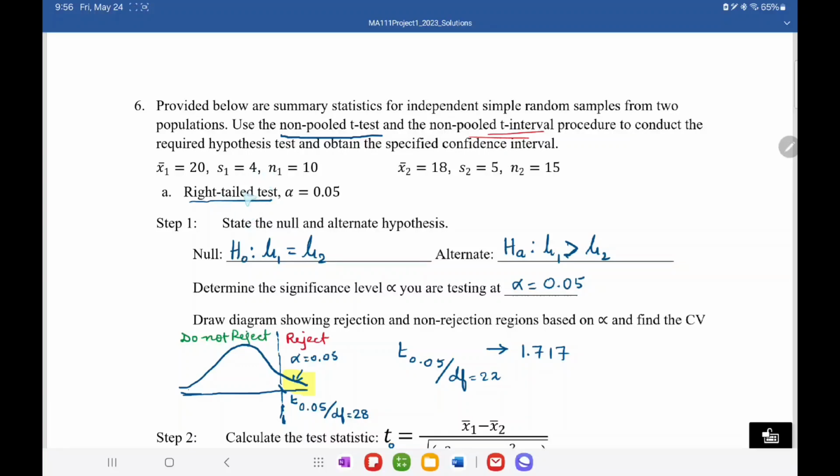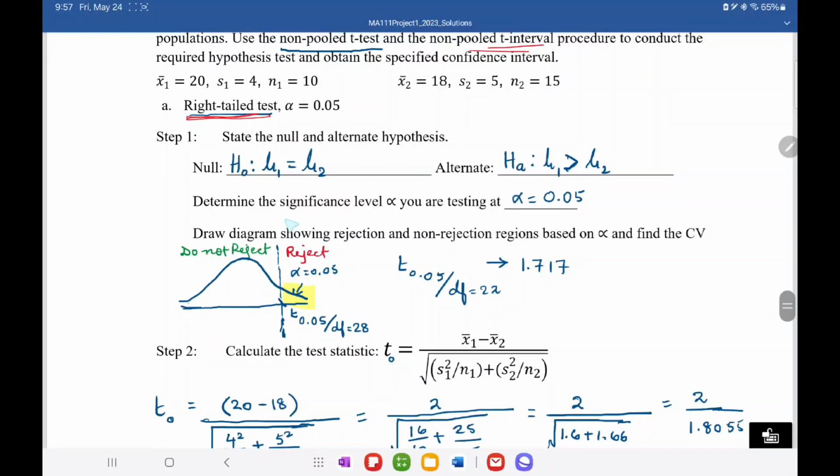Right tail test means the alternate hypothesis is going to say mu sub 1 is greater than mu sub 2. That's how you decide what sign will be between the two means: greater than because it's a right tail test. The null hypothesis will always state that they are equal, so no doubts about that. State the significance level, 0.05, and then it says draw a diagram showing rejection and non-rejection regions.